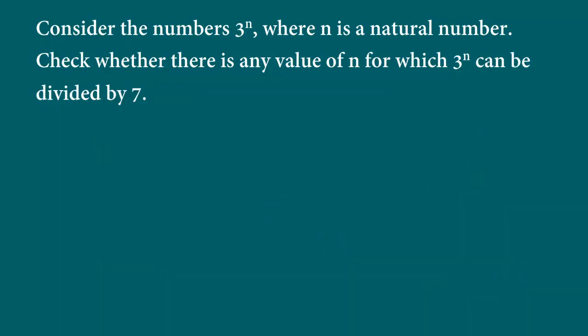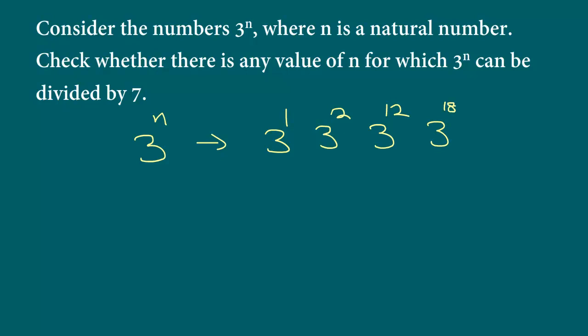Let's take a look at one other example. So here, consider the numbers 3 raised to the power n, where n is a natural number. Check whether there is any value of n for which 3 to the power n can be divided by 7. So this has a very similar feel to the last question. Our number is 3 to the power n. That means our number will be something like 3 to the power 1, 3 to the power 2, 3 to the power maybe 12. I'm just randomly writing out some numbers. So our number will look something like this, right? It can be basically anything, as long as n is a natural number.